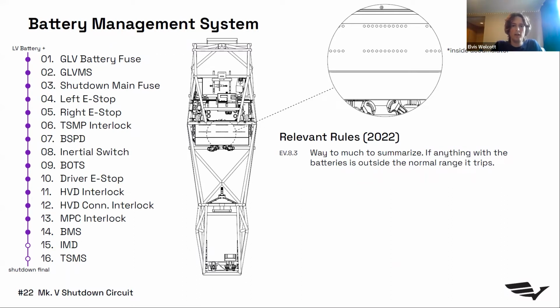Finally, we start getting into the stuff inside the accumulator. The battery management system, you'll also see it referred to as BMS or AMS for accumulator management system in the rules, monitors cell temperatures, cell voltages, as well as a number of potential faults that can happen that potentially indicate an unsafe condition in the battery pack. And if any of those happens, it will break the shutdown circuit.